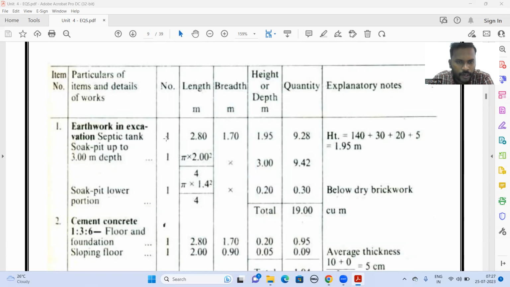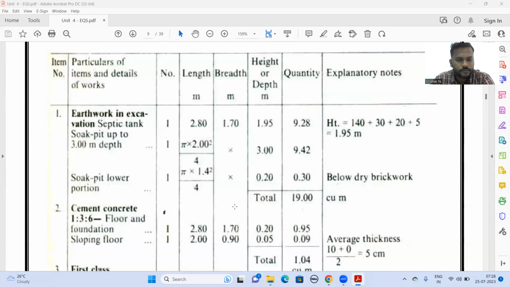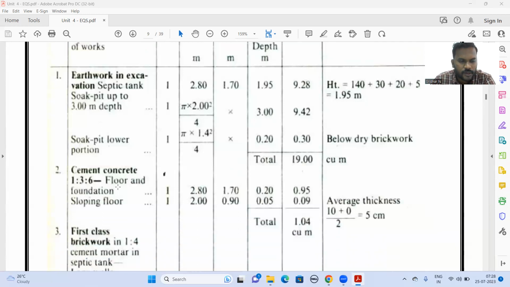So as I said earlier, you want to multiply the number into length into breadth into height. We will derive the quantities. Similarly for the cement concrete also we want to derive the quantity. It is only for the septic tank portion alone.